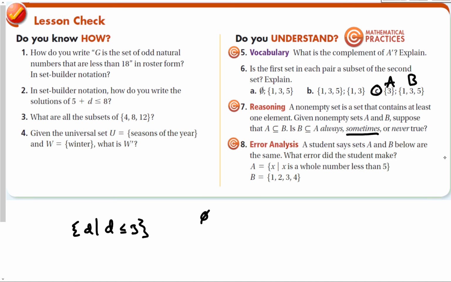And then finally, error analysis. A student says sets A and B below are the same. What error did the student make? Whole numbers include 0. Don't forget that. And that is 3-5, working with sets.